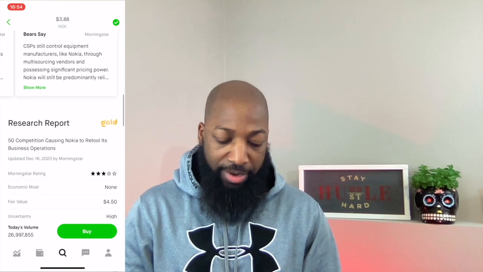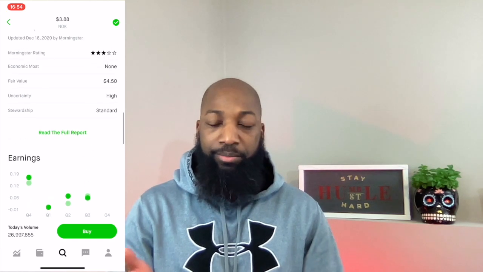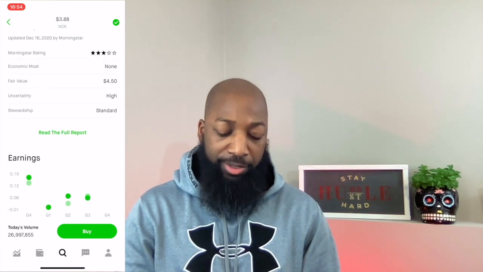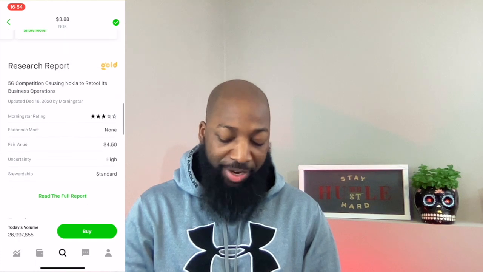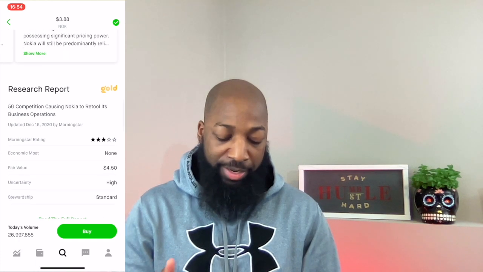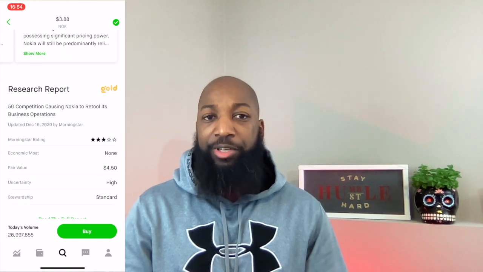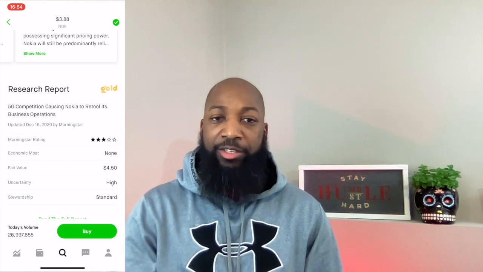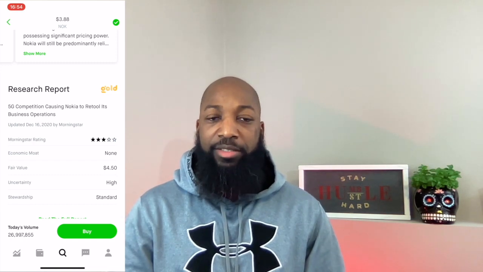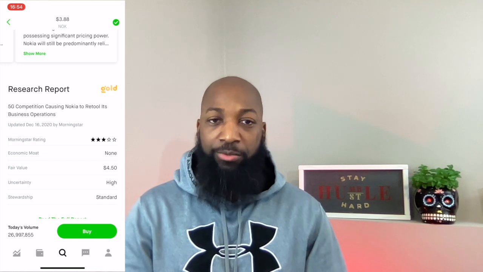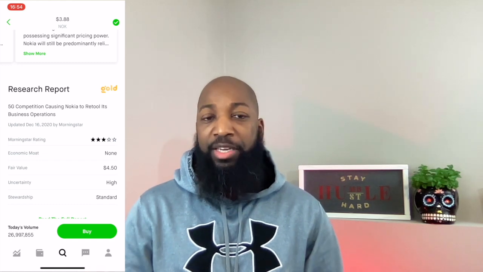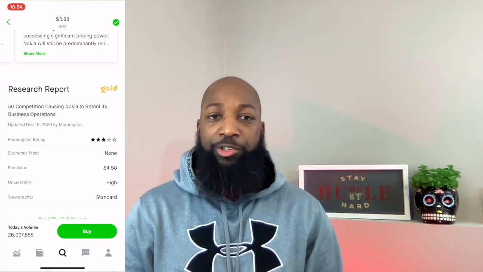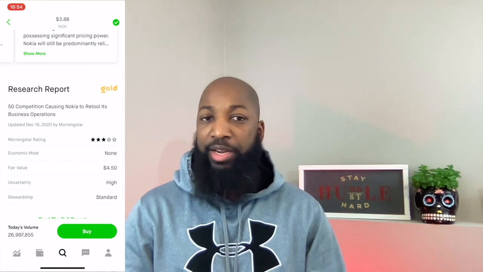Beyond that, I purchased the gold or premium package for Robinhood, so I get a little bit more information on each company. You don't really need this as you're getting started. So if you're just getting into it, stick with the basics and what comes free within the app. Over time, if you're interested, you can turn on this feature and see what all it offers.